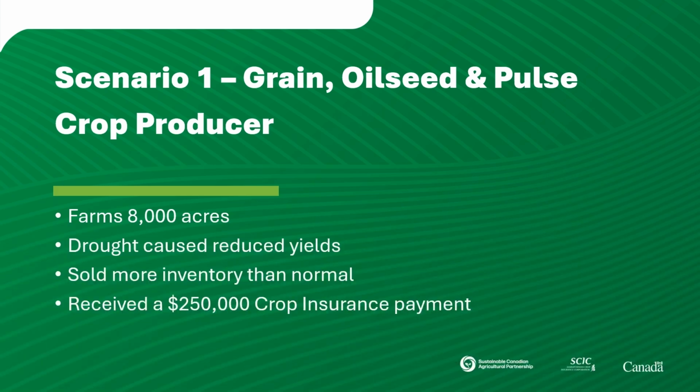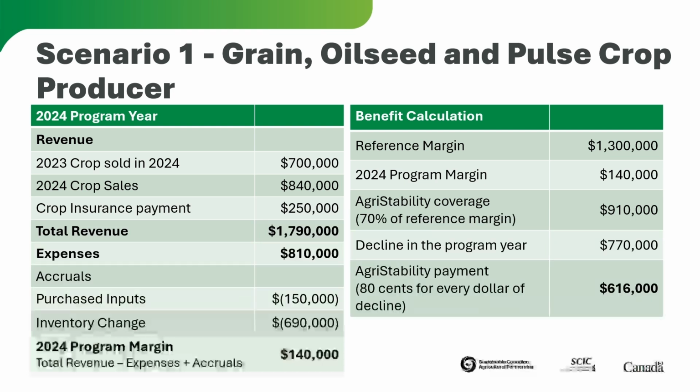The first one here is a grain, oilseed, and pulse crop producer. He farms 8,000 acres of cropland. He had drought conditions, so he saw reduced yields in 2024. He sold more inventory than normal, and combined with that lower production, it resulted in a substantial change in crop inventory from the previous year. The producer also was in crop insurance and received $250,000 from his crop insurance claim.